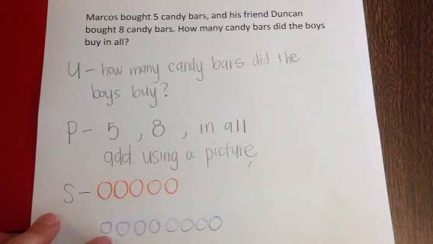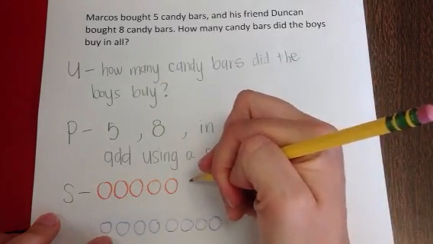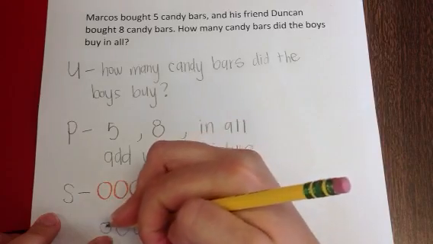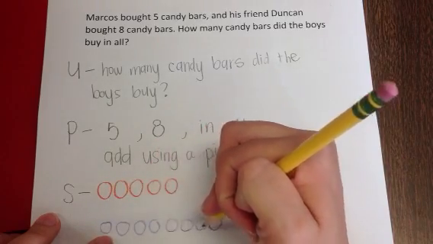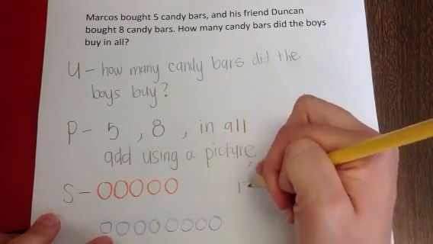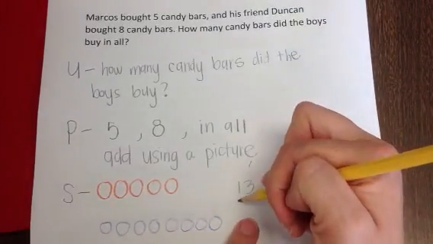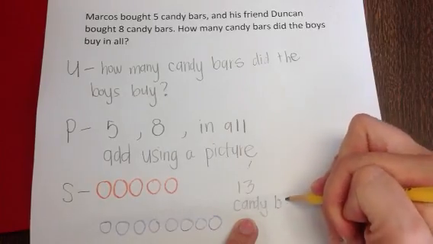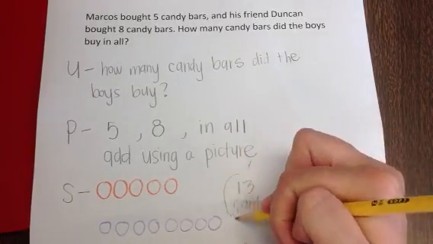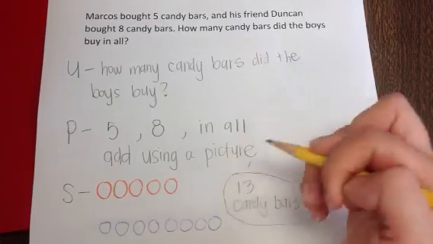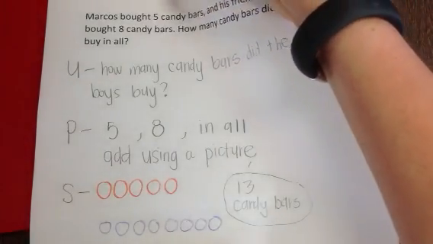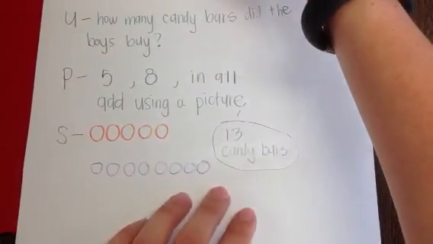Okay? And now I'm able to add it all together. 5 plus 8. 1, 2, 3, 4, 5, 6, 7, 8, 9, 10, 11, 12, 13. That's 13, and make sure to label it. Candy bars. Circle so we know what you're talking about, okay? Alright, I'm going to move this up here just for a second so that we're able to go ahead and do our check.